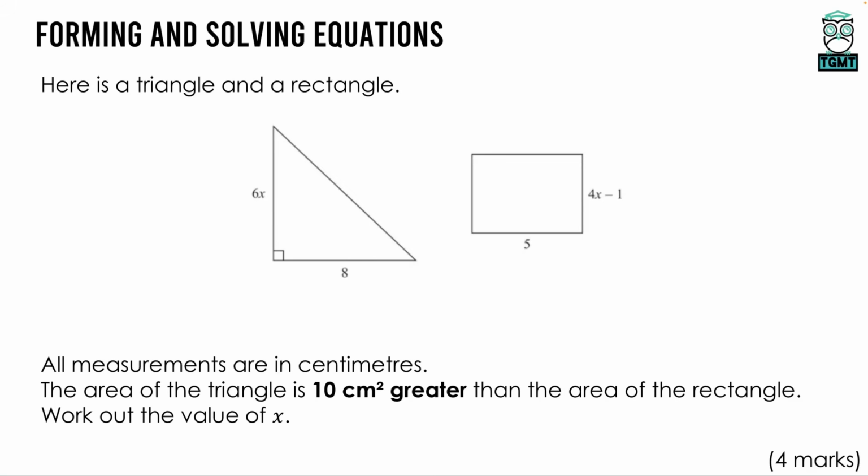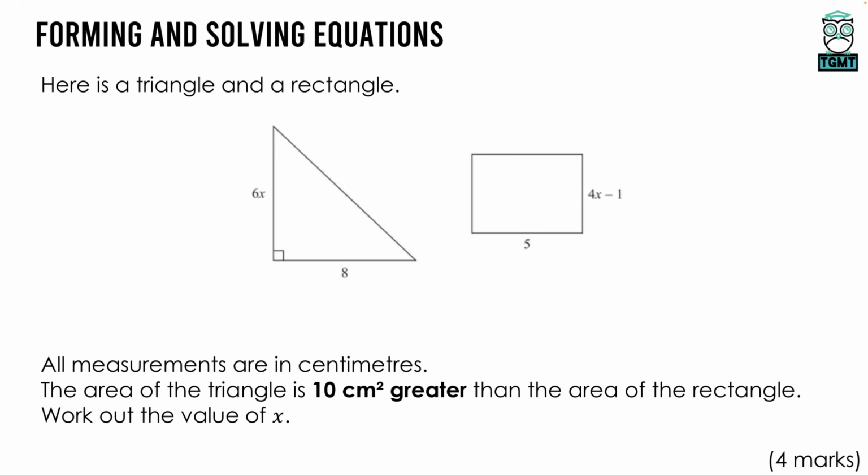Okay, so in this question, we're going to be forming and solving some equations, but there's something a little different in this, and we have two shapes. So here is a triangle and a rectangle. The triangle has a height of 6x and a base of 8, and the rectangle, depending on how you want to phrase these, has a length of 5 and a width of 4x minus 1. It says all measurements are in centimetres. The area of the triangle is 10 centimetres squared greater, that bit's very important, than the area of the rectangle. Work out the value of x.